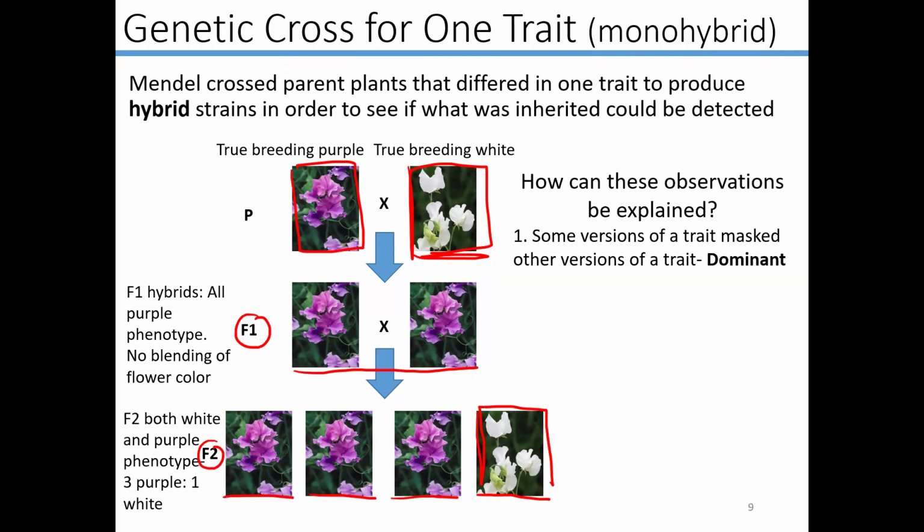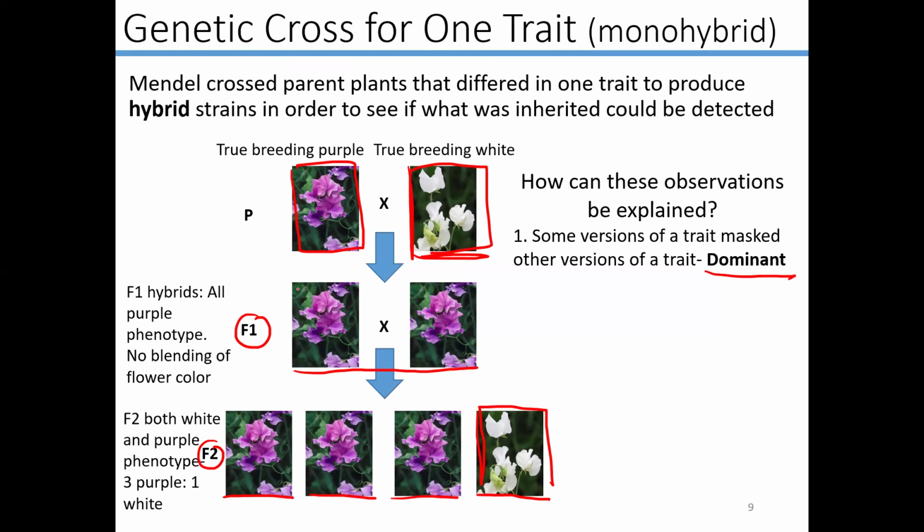So first thing is some variations of traits mask other versions of a trait. So this is going to be known as a dominant trait. This is going to be a really good example because looking at this purple flower, you can see it's a purebred again. So the only genes that it has for color should be purple. And we have a purebred white flower. Again, all the genes that this should have should all be coding for white flowers.